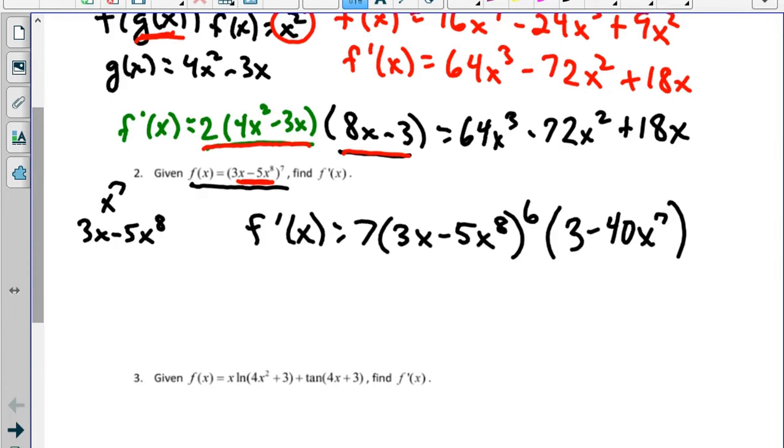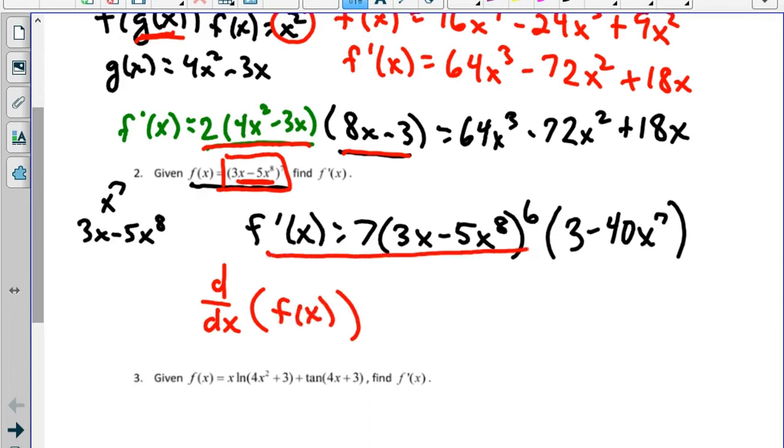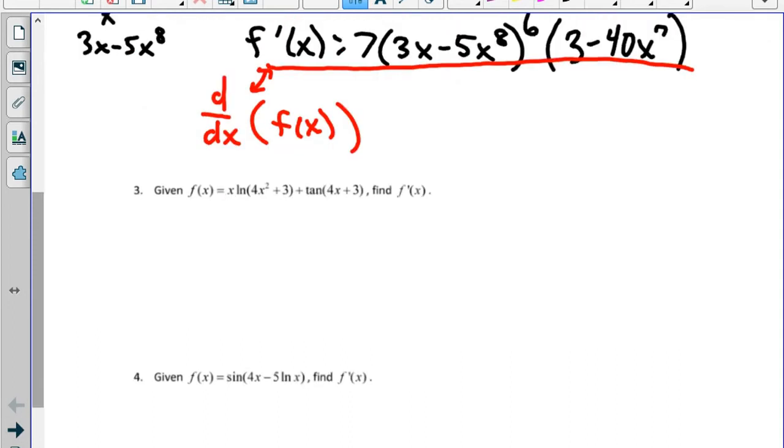Anytime you want to check to make sure you're right, you can take your original function, do d dx of the original function in Desmos, and then type your answer that you got in Desmos and see if these two match up. So that's a way that you can always check your answer.